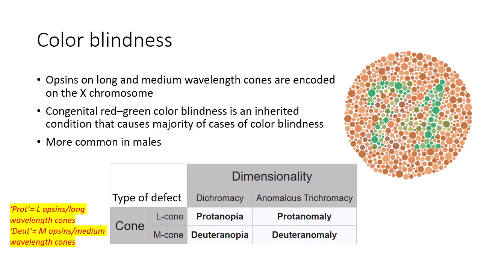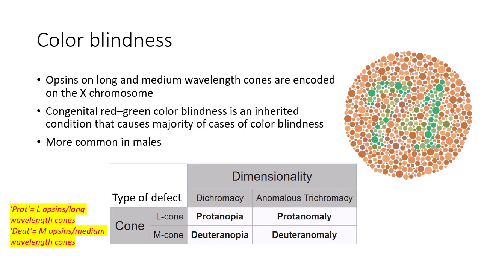Now, color blindness. The second part of today's lecture is color blindness. I'm going to try to explain the very basics of color blindness and what these terms protanopia and deuteranopia mean. Let's not go into too much detail. Please try to understand the terminology.